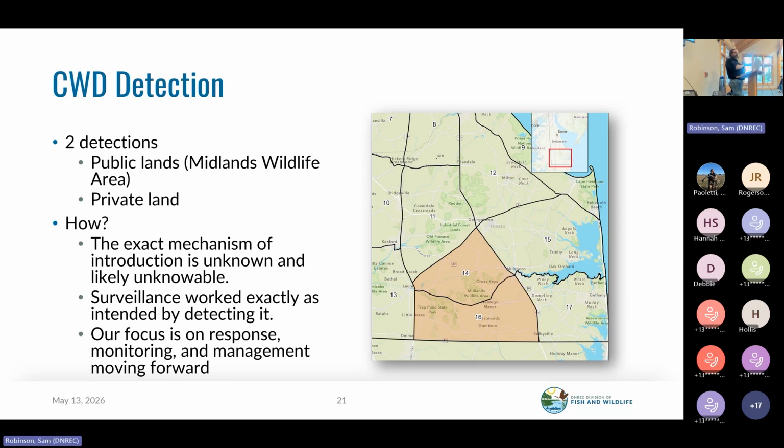Both were found in 14, but the one in our Midlands was so close to 16. We created a buffer zone of about 1.5 miles. That is why we got 16 involved as well. Because deer can travel, we wanted to make sure we cover all bases.